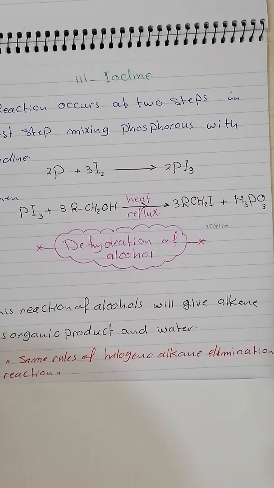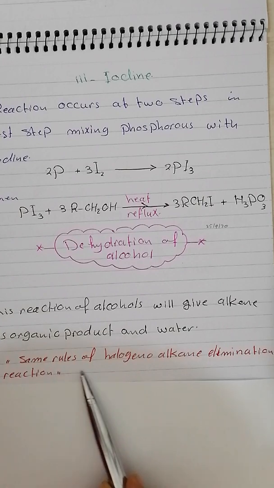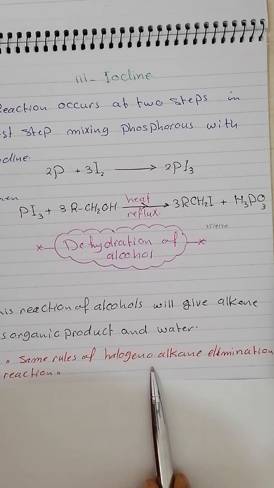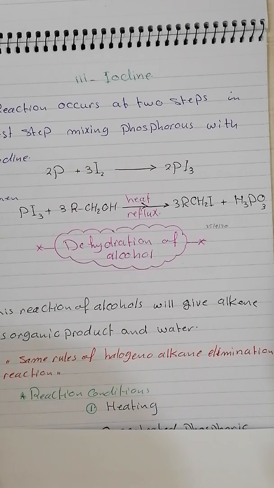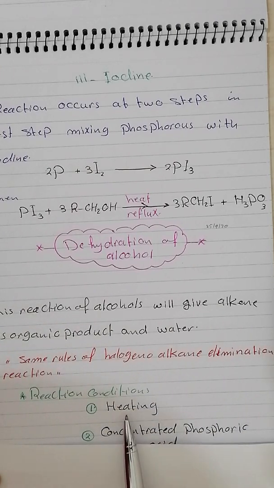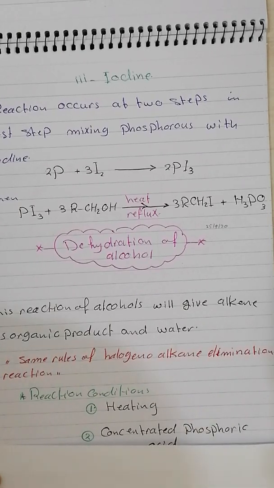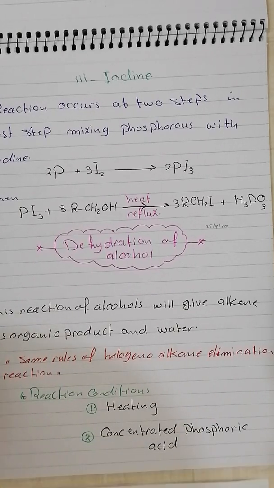Okay, and we need to recall the rules of elimination of halogenoalkane. Okay, it works here. Recall these rules. Reaction condition: heating and concentrated phosphoric acid used in this reaction. Now let's see this reaction. In this reaction, the alcohol hydroxyl group is removed with one of the neighbor hydrogens to produce alkene and water.